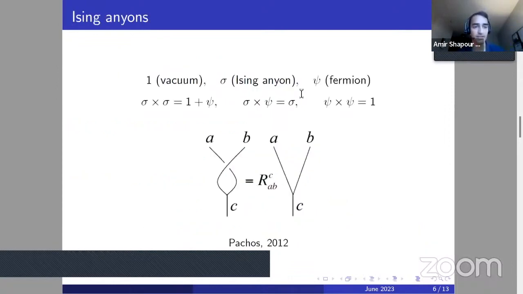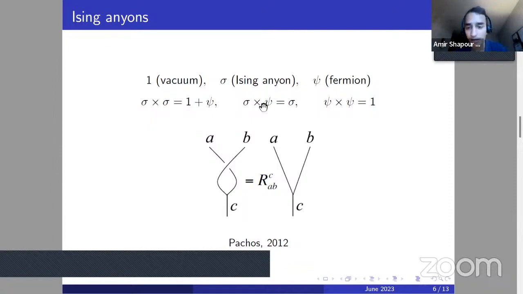An example of this is called Ising anions. It's very basic: three particles, the vacuum, the Ising anion, and a fermion. Ising anions are interesting because they're the simplest useful anion model, useful as in for computation. This isn't just some random symbols I wrote down. It comes from a model called the Kitaev honeycomb model, which I won't get into, but it's in the citations at the end.